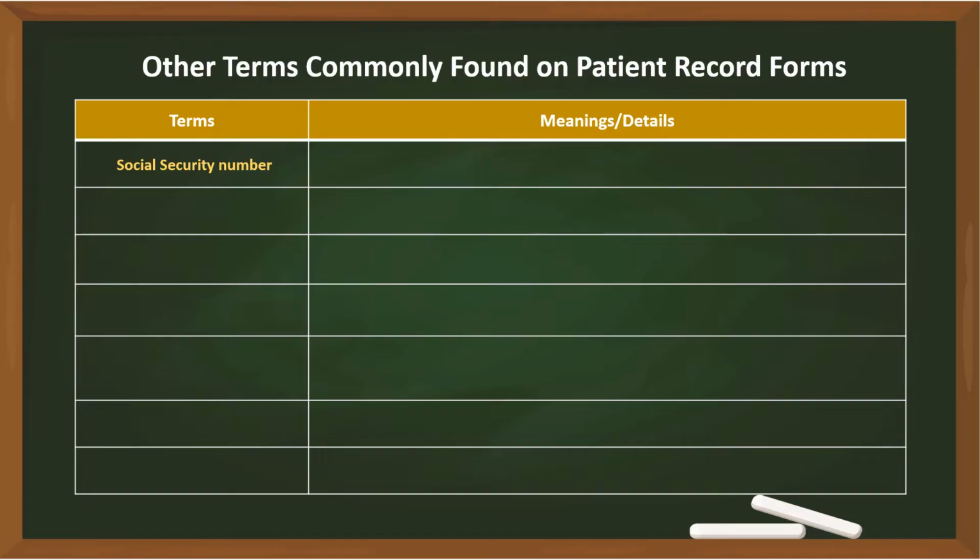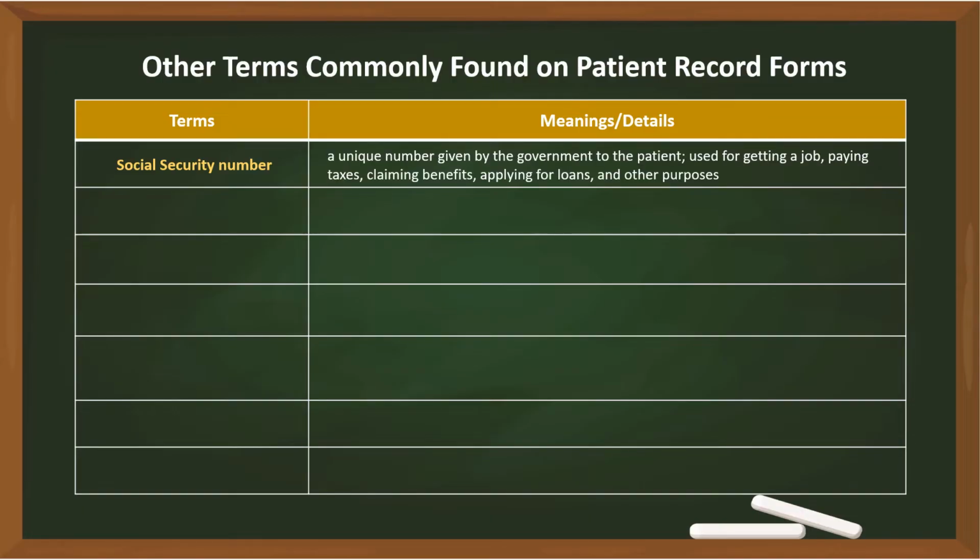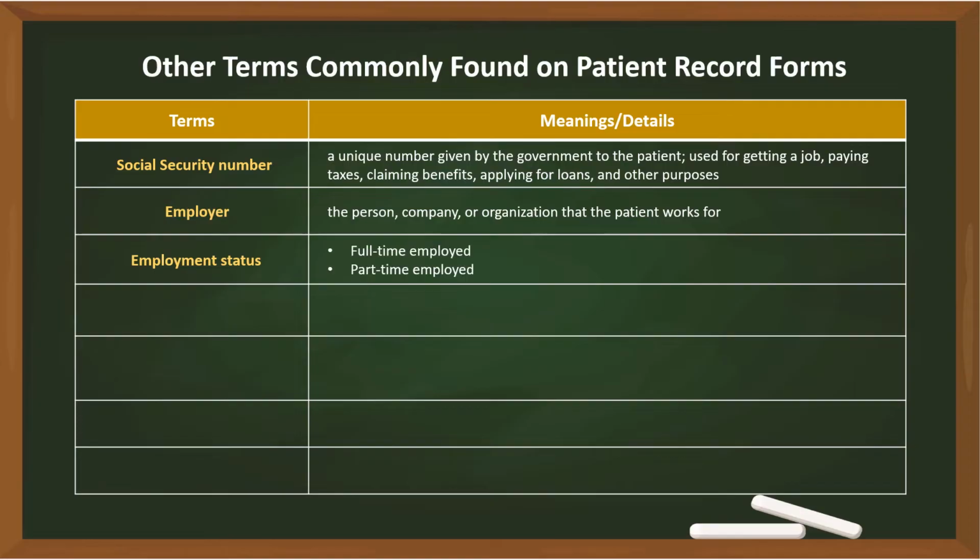Social Security number is a unique number given by the government to the patient. The patient uses this number to get a job, pay taxes, claim benefits, apply for loans, and other purposes. Employer is the person, company, or organization that the patient works for. For employment status, possible entries include full-time employed, part-time employed, self-employed, unemployed, retired, and student.